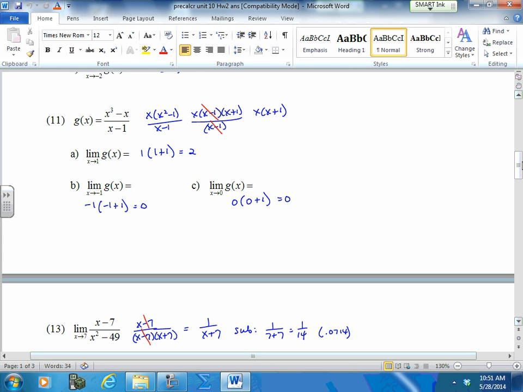Now your domain restriction is in your denominator. So x cannot be 1, because that would make this function undefined. We want to see, as x approaches 1, what value of y would be there. So the very first day, again, we graphed it. We looked at the point where it converged at the y. Then we did it algebraically.